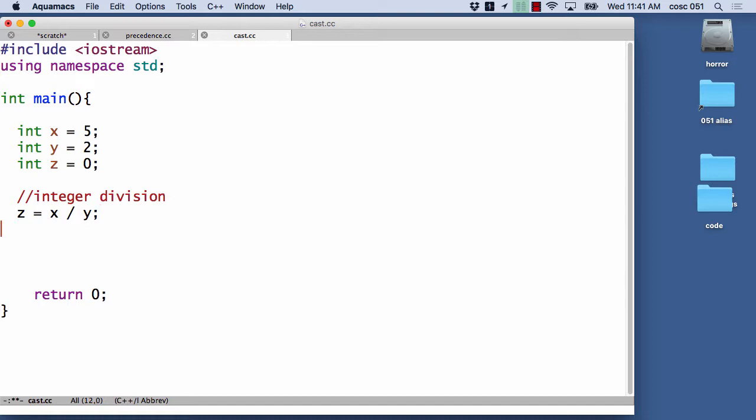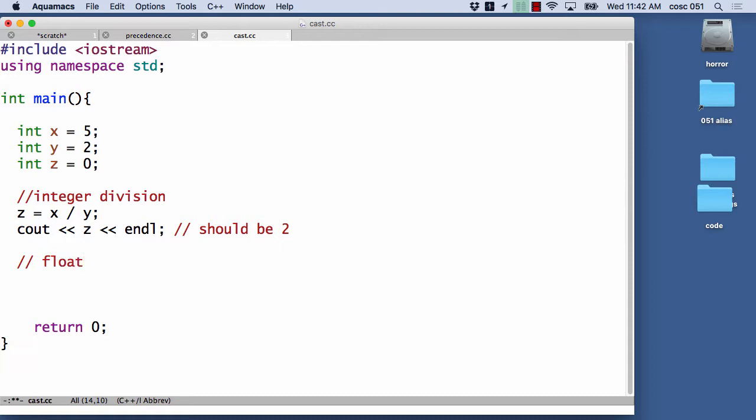And down here, if we do output this, we know we'll get 2, right? All right, if we want to do floating point division, though, we have to change one of those integers to a floating point. Any idea how we can do this using only what we know so far? Nope, because this is an int.